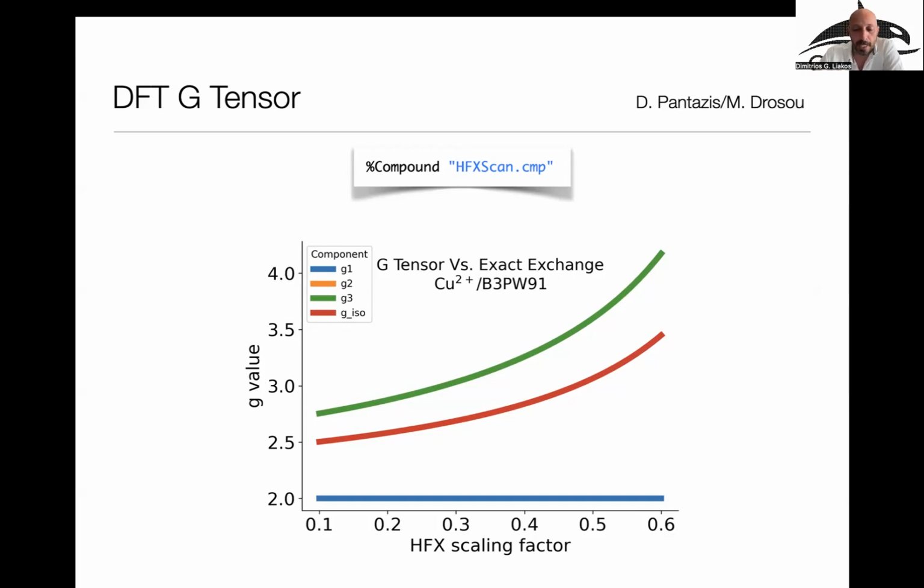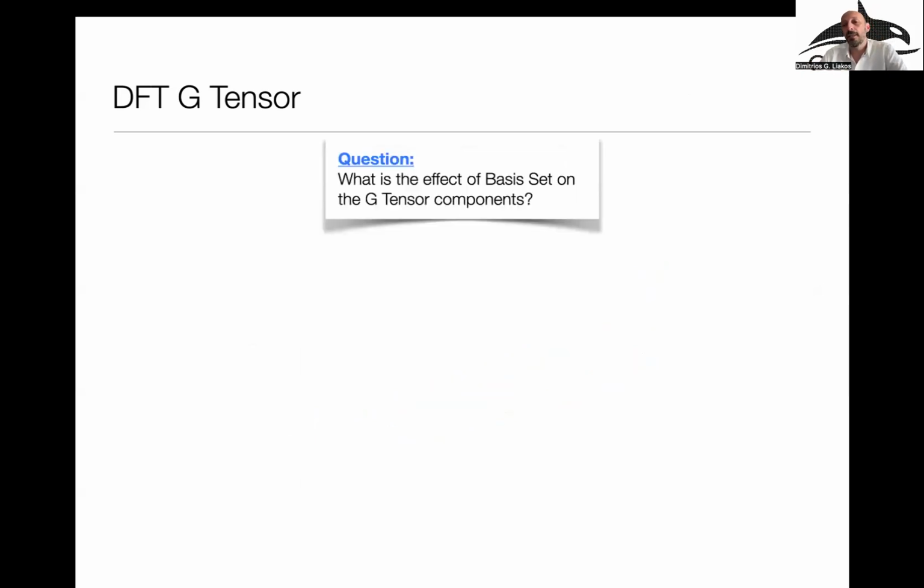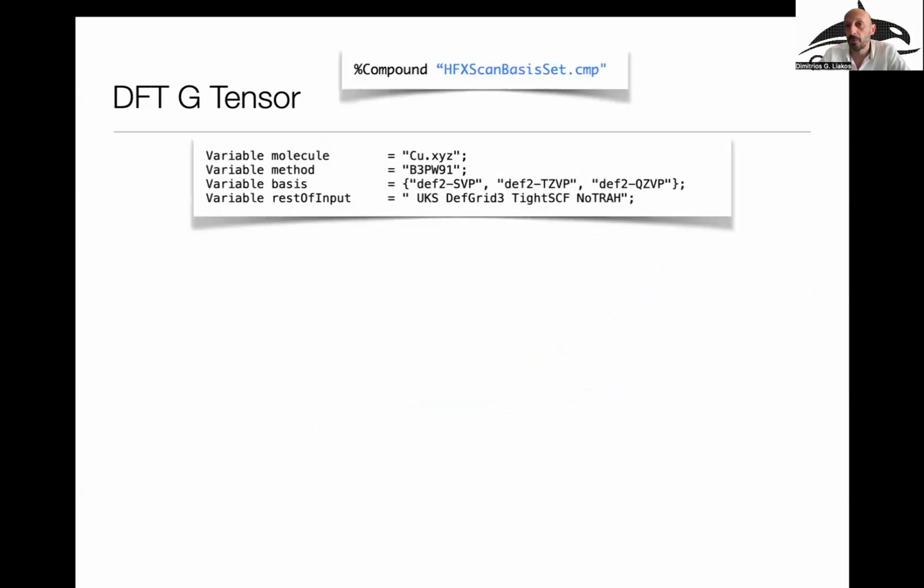Now, this sounds pretty nice, but once you have this, you can say, okay, but let's say I wanted to see what is the effect of the basis set on the G tensor components, it's pretty straightforward. Again, we can write another script that now exists in the library. And as you can see here, we choose a molecule, we choose a method, and then we give a list of basis sets and some other default information.